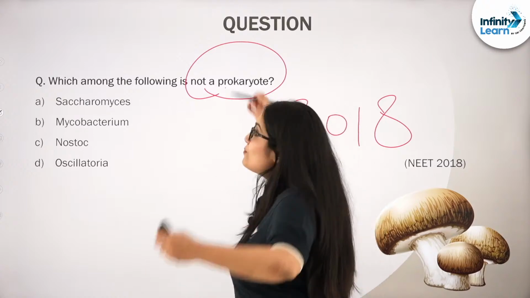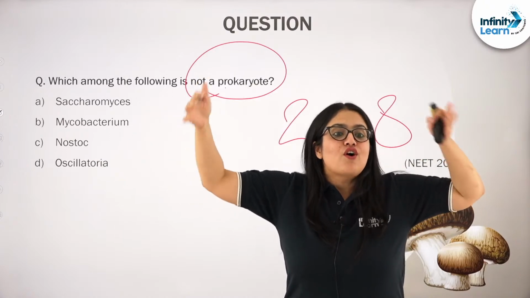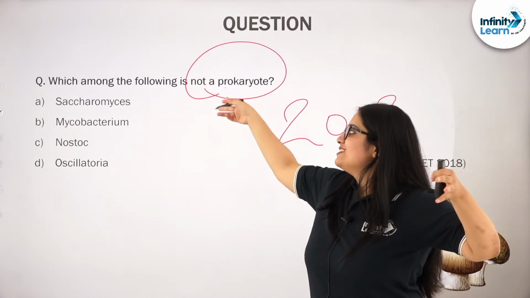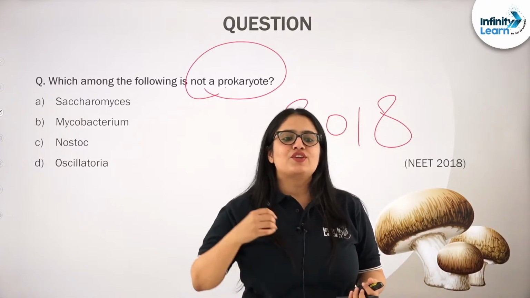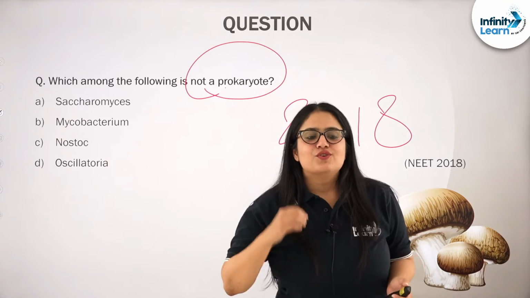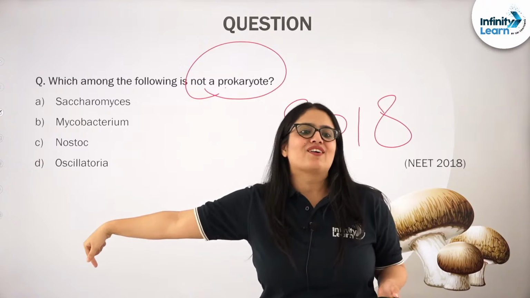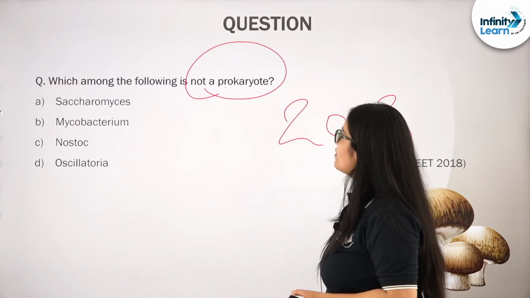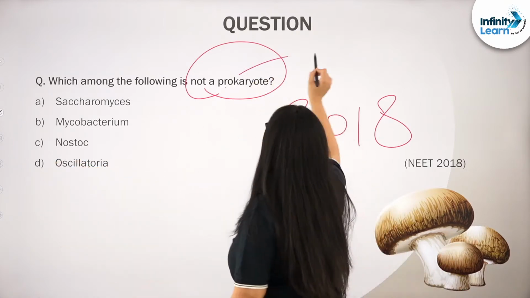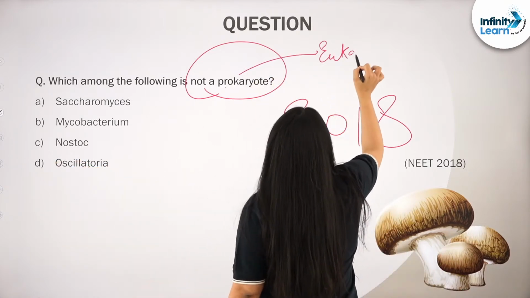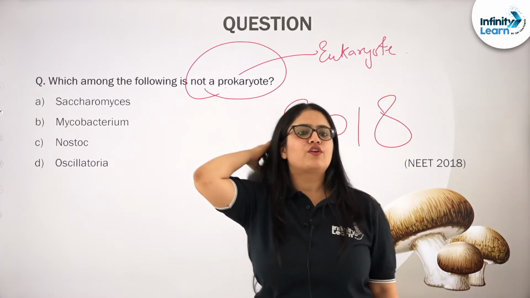Who is not a prokaryote? My kids, you're making a mistake. Not a prokaryote, right? That means asking about a eukaryote. So this is what actually happens in your test when you become overexcited. You read the question incorrectly. So it is not asking about prokaryote but asking about eukaryote. Which of the following is not a prokaryote? That means which of the following is eukaryote? Anyone?